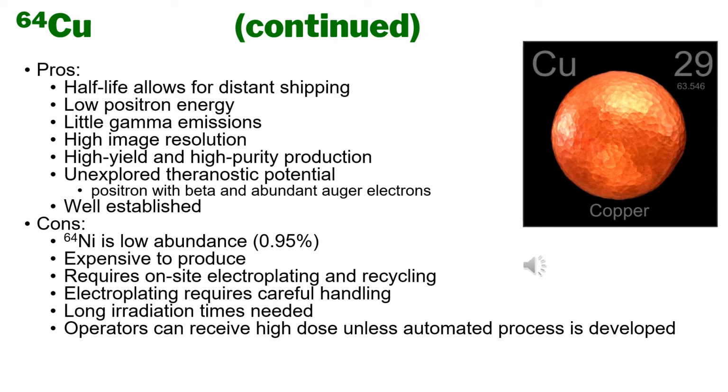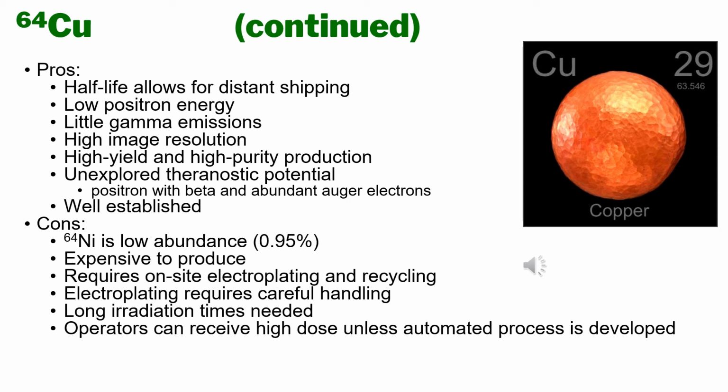Another aspect of copper-64 is its release of a beta, 38.5% yield, 0.1907 megaelectron-volts, which could in theory be used in theranostic methods. However, further research into this field is required.